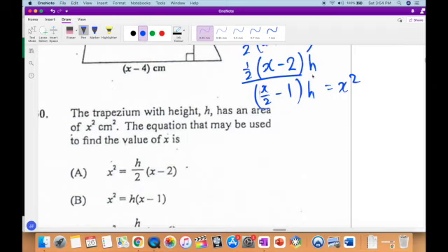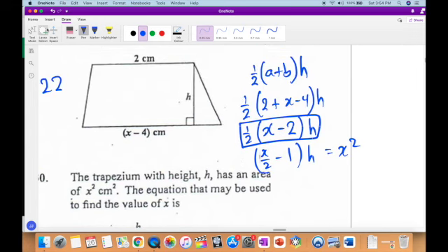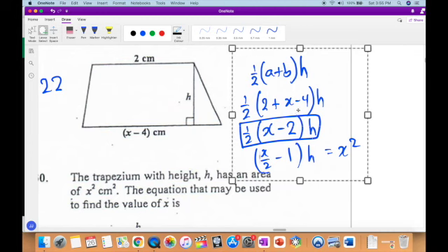Look, we had it here, right? So they didn't expand the brackets. I expanded the brackets, and you know what? Let me just take this and bring it downstairs here so that you guys can see.